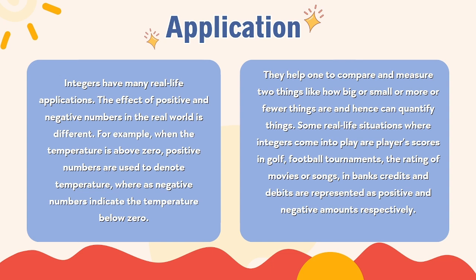Some real life situations where integers come into play are player scores in golf, football tournaments, the rating of movies or songs. In a bank, credit and debit are represented as positive and negative amounts respectively.